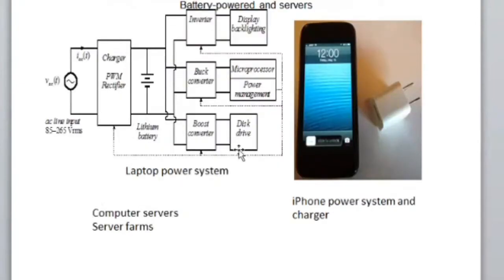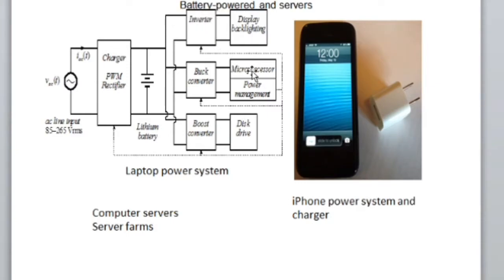Next, the iPhone power system. In the iPhone power system, you will find these many things required. Laptop power system. See that laptop. These many requirements are there: inverter, buck converter, boost converter. These are the requirements for controlling the display.